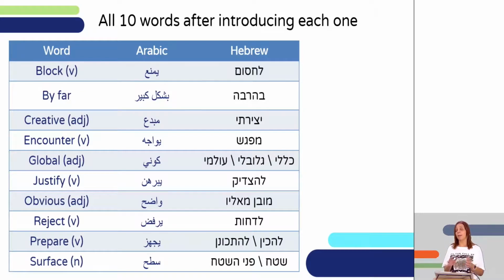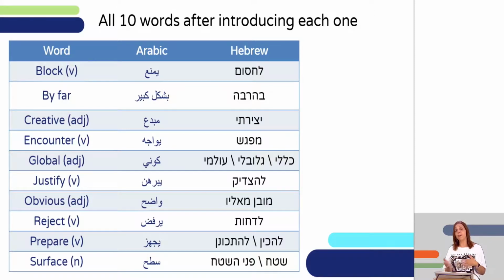So now we are done with the 10 words, which are block, which is a verb, by far, and we have creative, which is an adjective, encounter, which is a verb, global, which is an adjective, justify, which is a verb, obvious, an adjective, reject, a verb, prepare, a verb, and surface, a noun. Here you can see the translation in Arabic and in Hebrew.